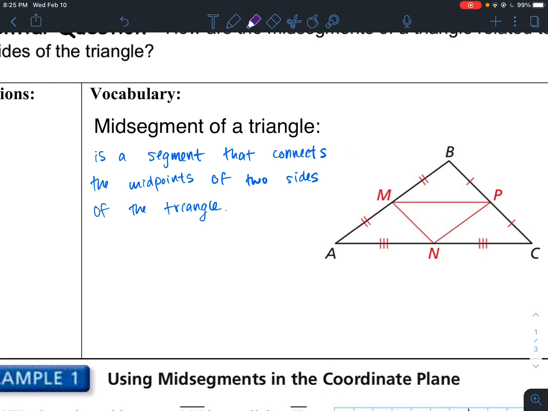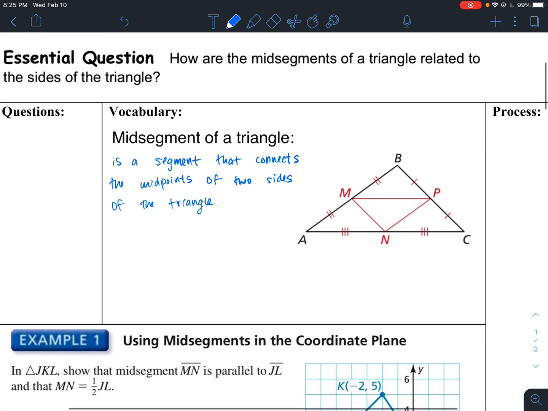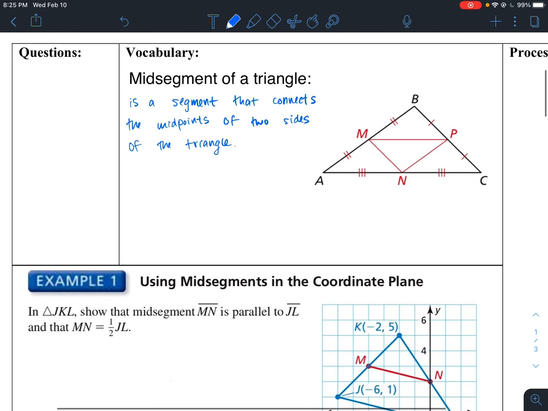So as you can see here, here's a midpoint, and here's a midpoint, and here's a midpoint of the three sides of the triangle. So it's basically just lines that connect these midpoints right here. So these are called mid-segments because they connect the midpoints of the sides of a triangle. So there are three of them. Okay, so that is a mid-segment.